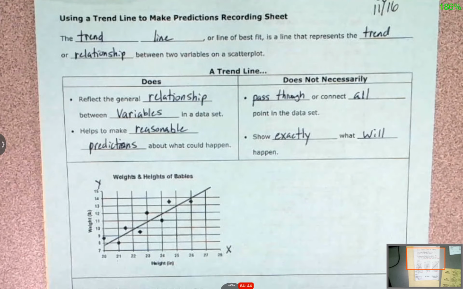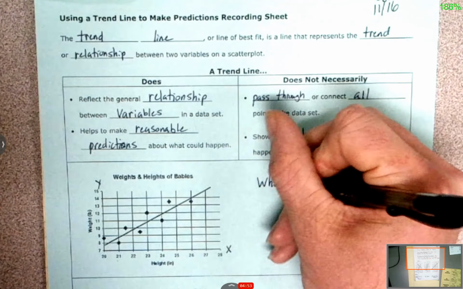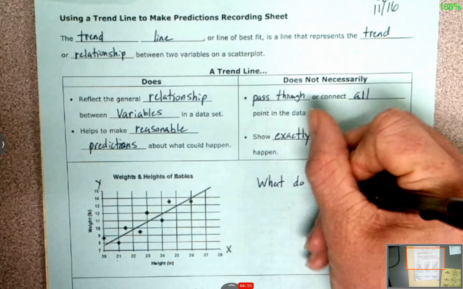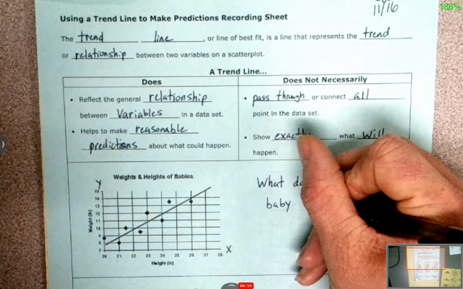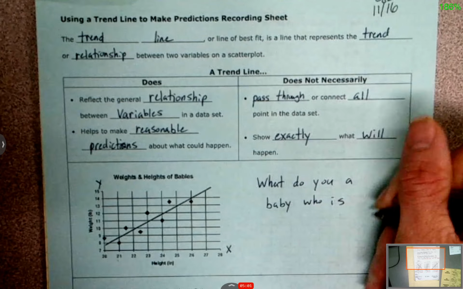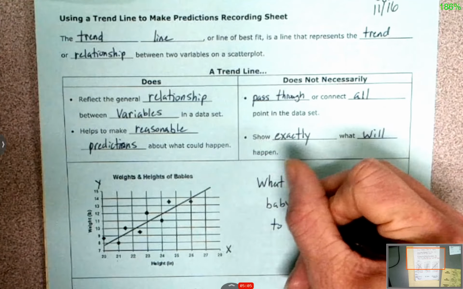So if we were going to draw a trend line, the whole purpose of drawing the trend line is to help us make predictions. So here's a question. What do you expect a baby who is 27 inches to weigh?